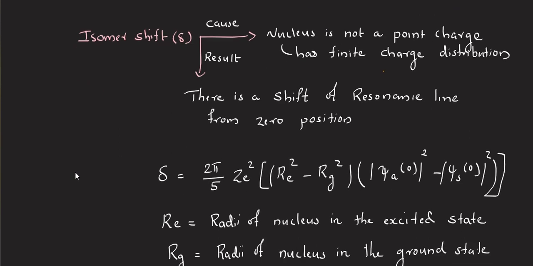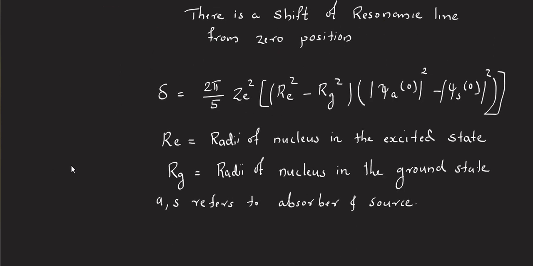There is a mathematical relation for isomer shift. This is given by 2 pi by 5 z square, Re square minus Rg square, into psi of s whole square at the absorber minus psi of s whole square at the source, at ground state, where Re represents the radius of the nucleus in the excited state and Rg represents the radius of the nucleus in the ground state. The subscripts A and S refer to the absorber and the source, that is, one corresponding to the nucleus that is emitting radiation and the one corresponding to the nucleus that is absorbing radiation.